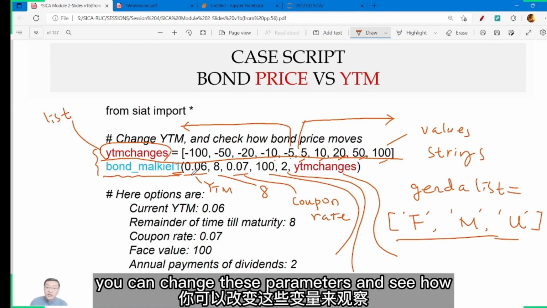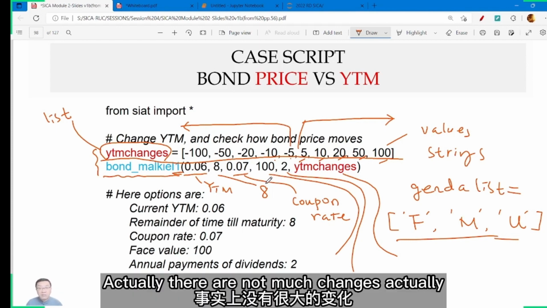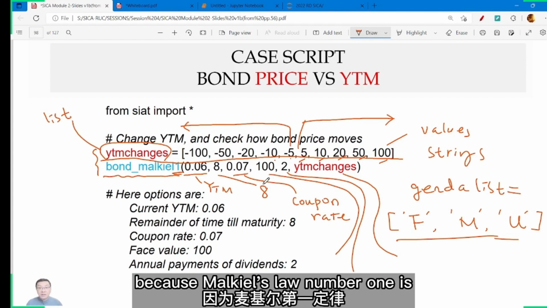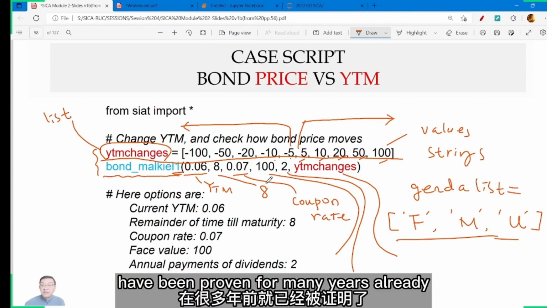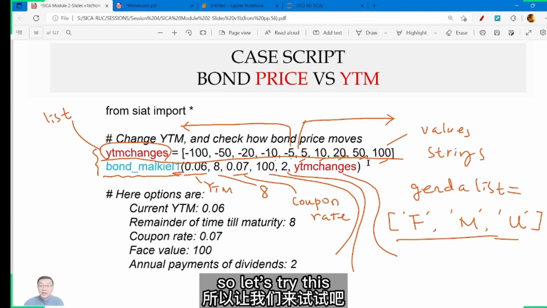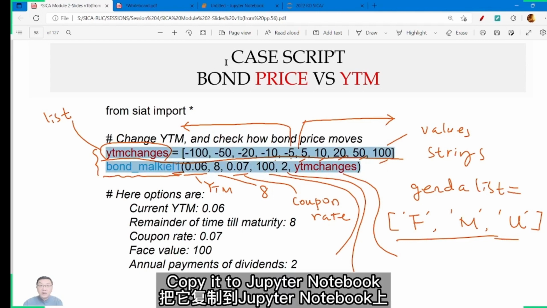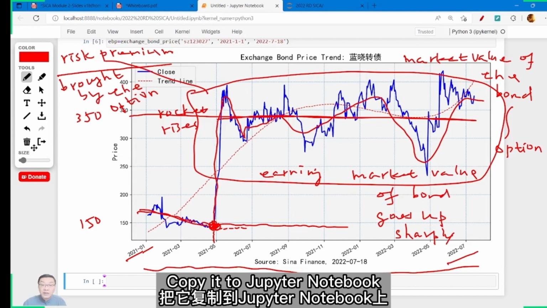You can change these parameters and see how Malkiel's law number 1 changes. Actually, there will not be much change, because Malkiel's law number 1 has been proven for many years already. So let's try this. Copy it into Jupyter Notebook.